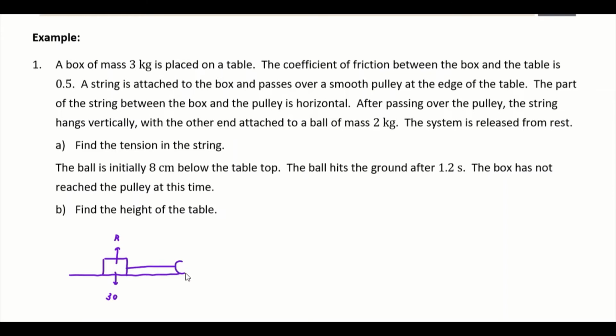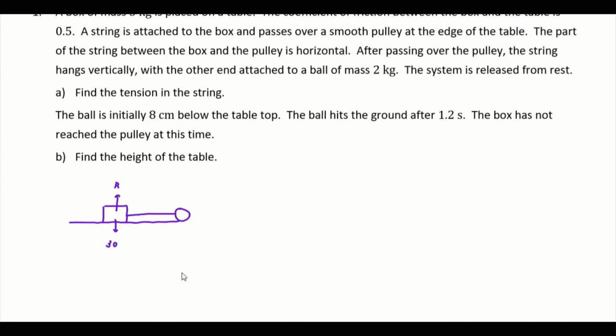So a smooth pulley. Okay, then after that, the part of the string between the box and the pulley is horizontal. Yeah, so you can see a horizontal string. After passing over the pulley, the string hangs vertically, with another end attached to a ball of mass 2 kg. So which means here you have the weight of 20 Newton. Alright, so the system is released from rest.